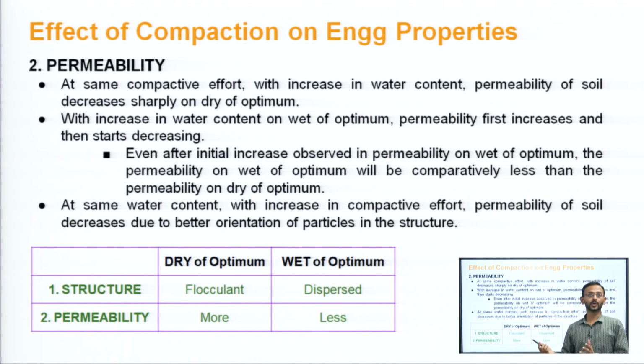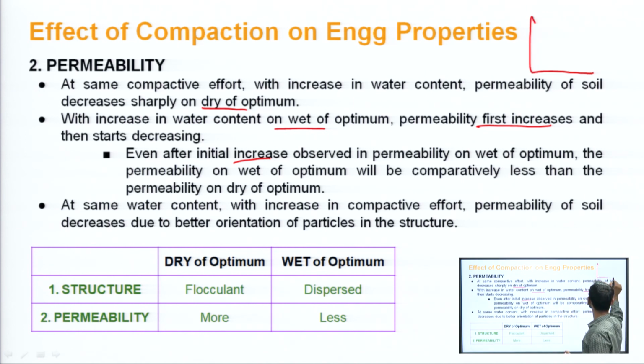Now, if we talk about the permeability, see here that at the same compactive effort, with the increase in water content, permeability of the soil sharply decreases on the dry of optimum. Now, second point to understand: this was on dry of optimum, so what happens on wet of optimum? When we increase the water content beyond OMC, the permeability will first of all increase, but then it will start decreasing. Now, understand another sub point here, that even after the initial increase observed in permeability.